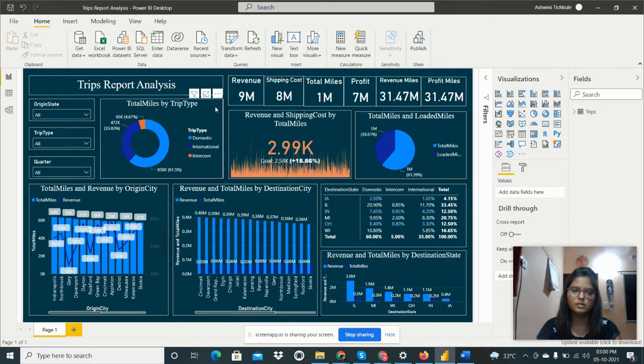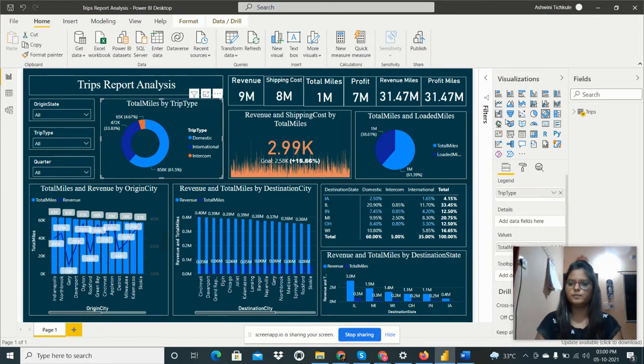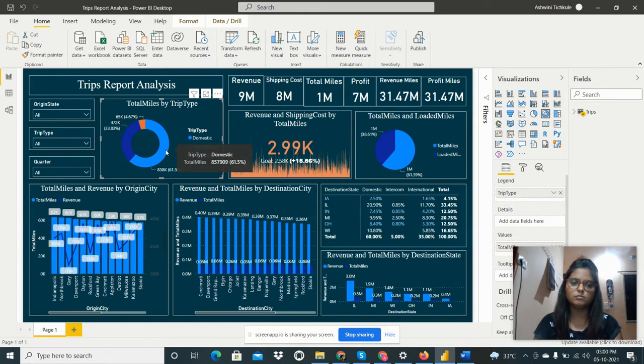Here we can see I have added one donut chart for the total miles by trip type. So there are three types: domestic, international, and intercom. The maximum number of total miles is from this domestic one. Then the least number is intercom.